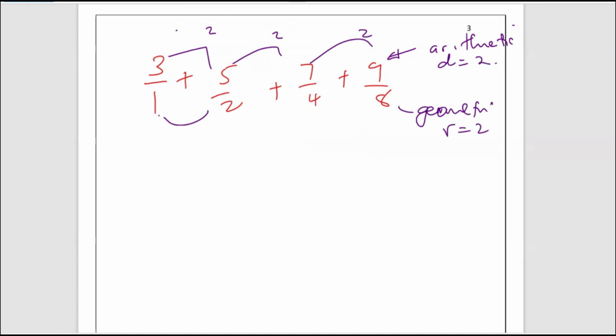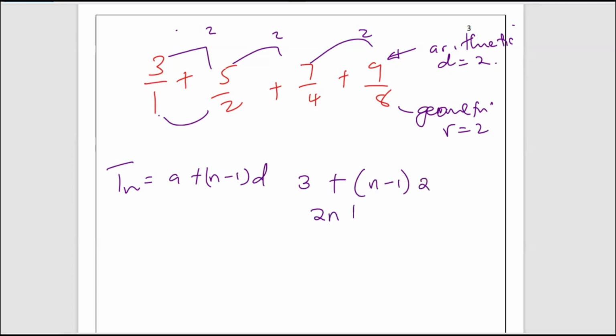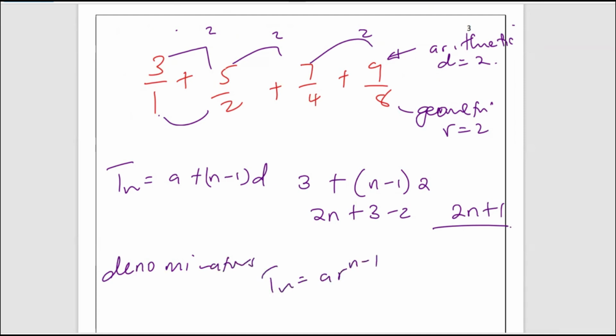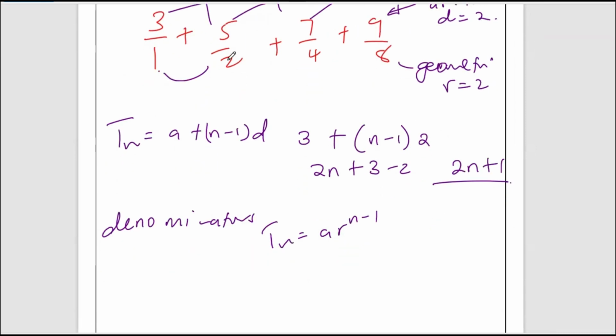All right, so from the top, let me just determine the general term. So n minus 1 into d. So our first term is a 3, plus n minus 1 into 2. Open that up, it's a 2n plus 3 minus 2, which means it's just a 2n plus 1, okay? Then at the bottom, for the denominators, we're saying Tn is given as AR to the exponent of n minus 1, okay? And then our A is a 1 into the R, which is 2 to the exponent of n minus 1, which can be given as just 2 to the n minus 1.